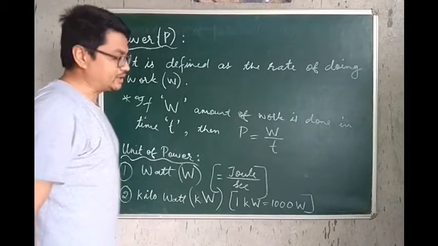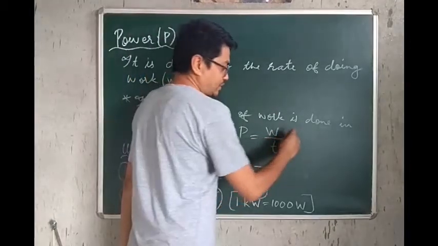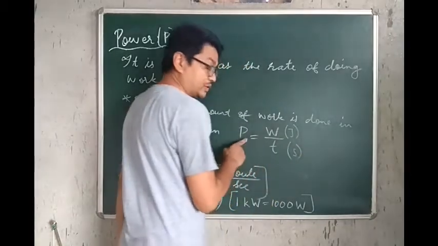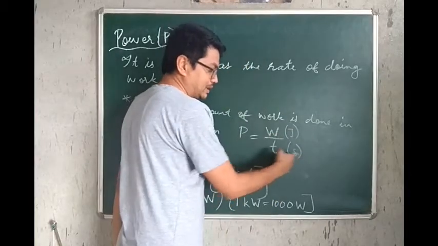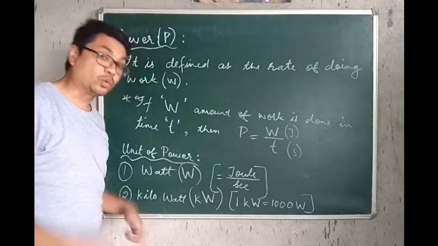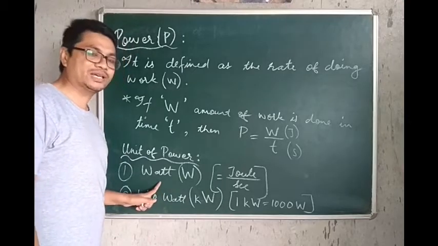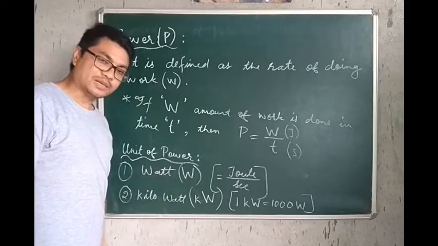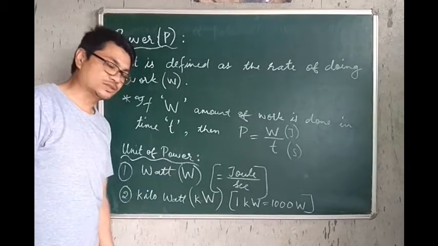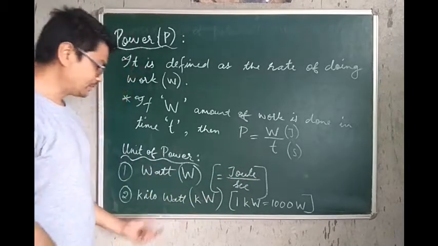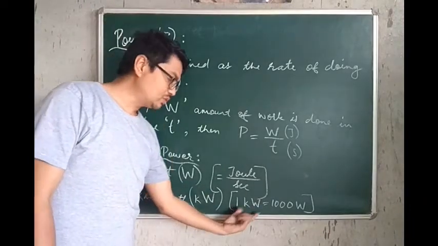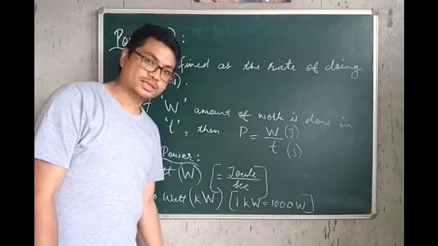Now the unit of power: the unit of work is joule, and the unit of time is second. So the unit of power is joule per second. Now joule per second is what is called watt. It's watt, W-A-T-T, denoted by a capital W. And 1 watt means 1 joule divided by 1 second. Joule per second is what is called watt, remember. The other unit is kilowatt. Kilo means 1000, so therefore 1 kilowatt is 1000 watts.